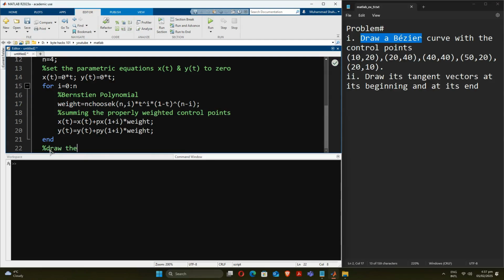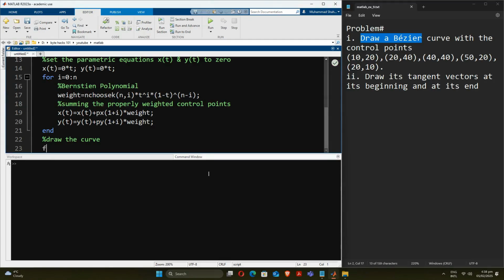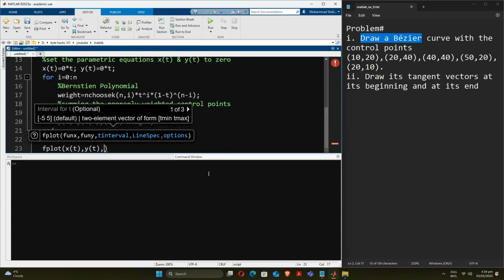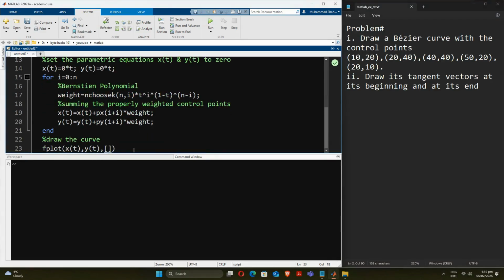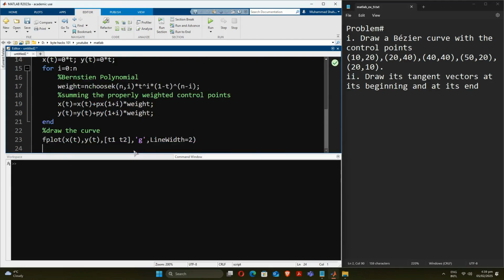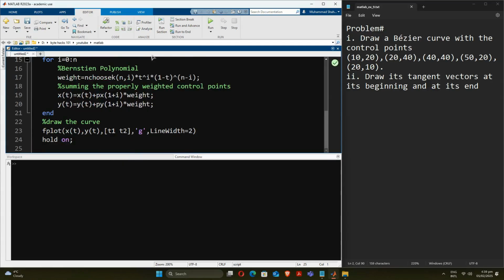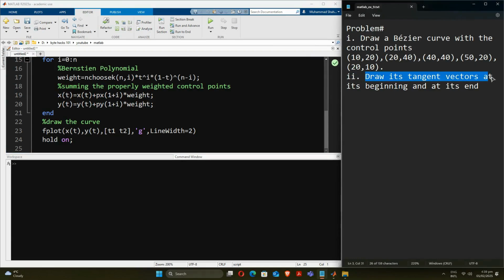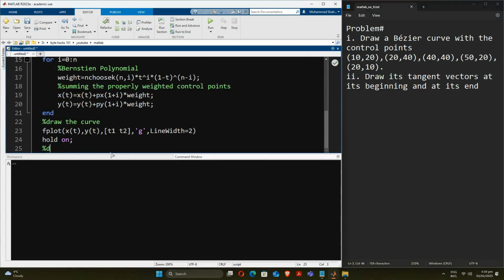Now we can draw the curve. And we will choose function plot here. X and y, and our parameter goes from t1 to t2, and we will give it a green color and line width of 2. Now we will need to make hold on here and we will run the section. So here we can see our Bezier curve in green color. I hope you guys know the Bezier curve is such a curve that goes from the first and the last control points. Now we will draw a vector at the beginning.